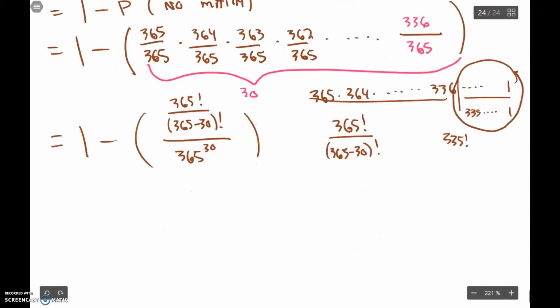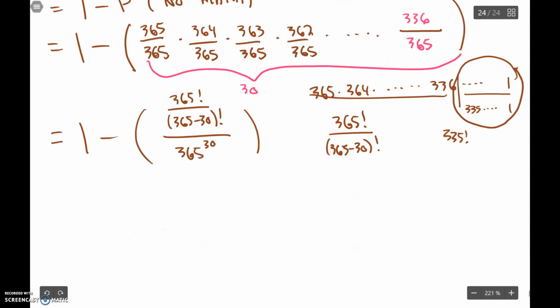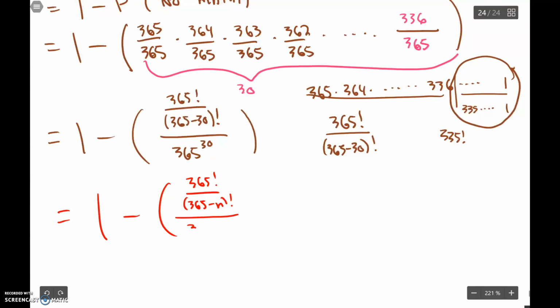What I like about this is it allows me to generalize it to any number of kids I want. Want to do 30 kids? Do that. Want to do 20 kids? That's 365 factorial over (365 minus 20, let's say n kids, minus n) factorial, all over 365 to the nth power. So this will give me any number that I want.